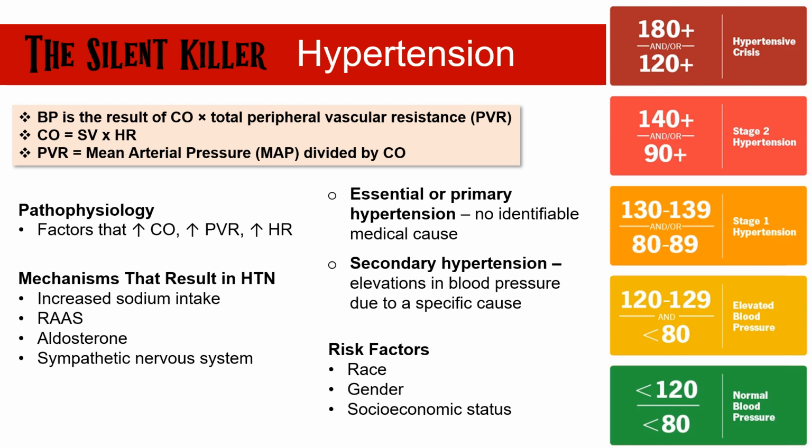If you see this little picture here, it shows you the values of when we start to get nervous. We're going to say 120 over 80 is a normal blood pressure, and you see it increasing. We say stage 1, stage 2. If you have 180 over 120 or more, then we consider that a hypertensive crisis.